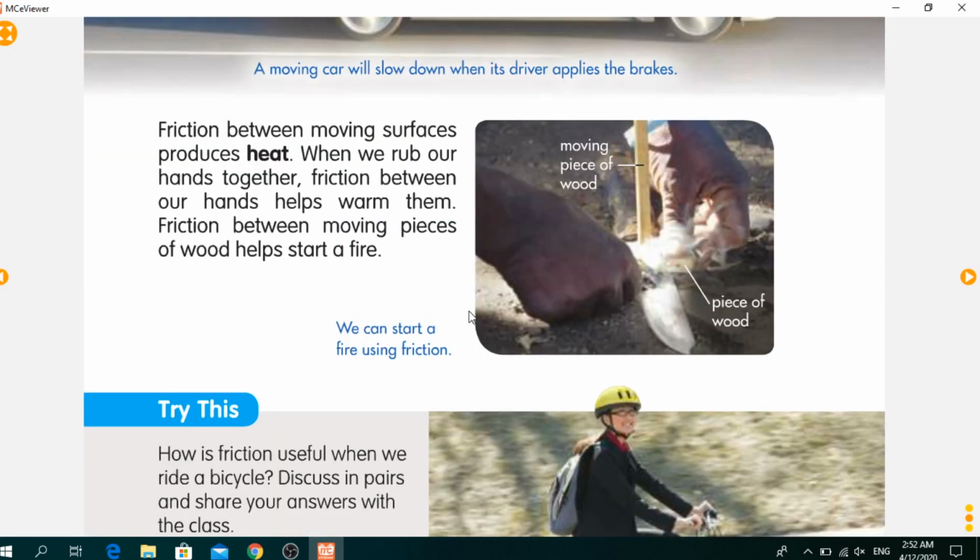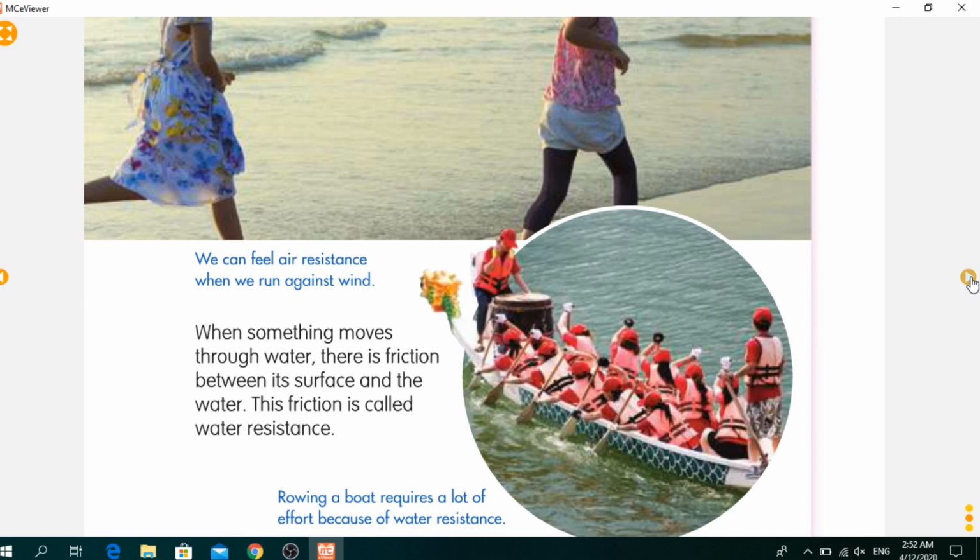As I mentioned before, when you rub your hands together, you feel warm. And I said it's because friction force produces heat. So friction between moving pieces of wood helps start a fire. So we can start a fire by using friction. It's very interesting. Okay. I will stop here and next session I will continue the lesson.